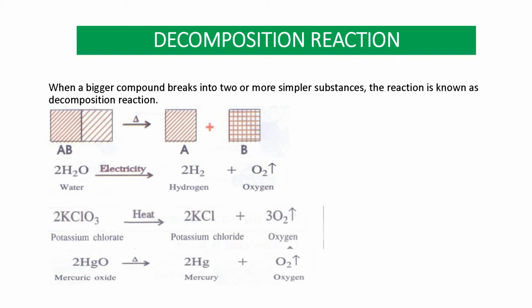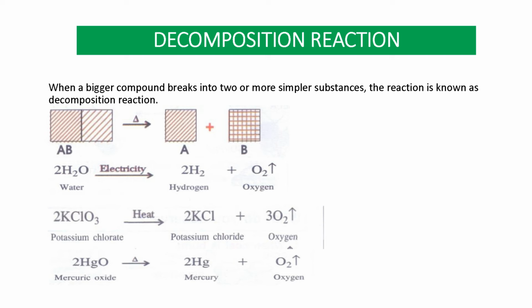So in this reaction, reactants will break into two or more simpler substances. A complex substance will break into simpler substances. You can see the example, the reactant is AB and in the presence of heat, it will break down into A and B. So this is called the decomposition reaction. In our body, digestion is also an example of decomposition reaction, because in digestion, complex molecules break into simpler molecules.